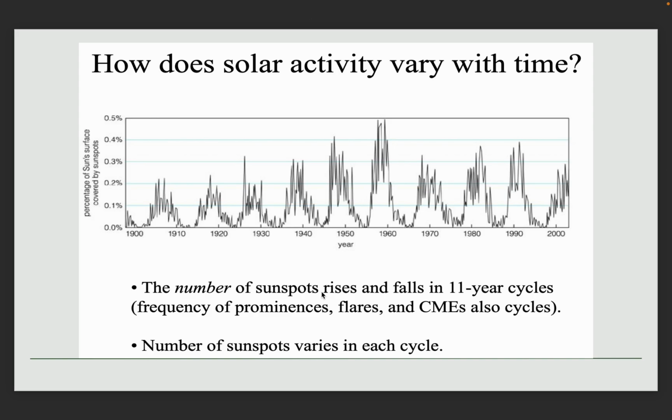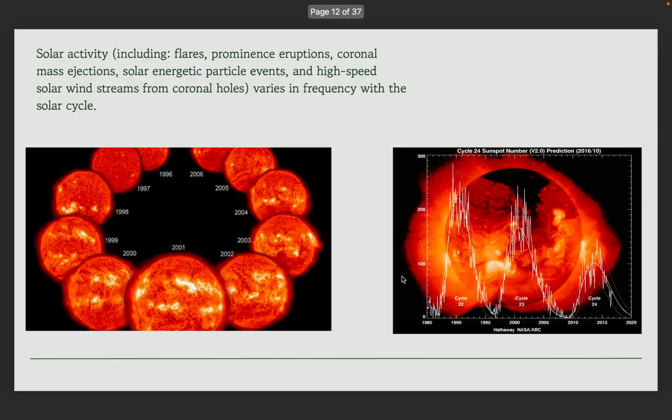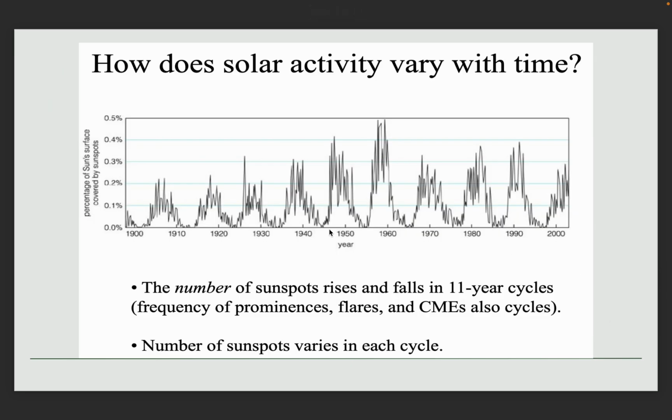So how does the solar activity vary with time? The number of sunspots rises and falls in the 11-year cycle. As the sunspot number rises and falls, the frequency of prominence, flare and CME activity also changes. The number of sunspots varies in each cycle. Here is another such plot from the previous figure. The previous figure shows the plots from cycles 12, 13, 24, and here the other previous cycles have been shown.